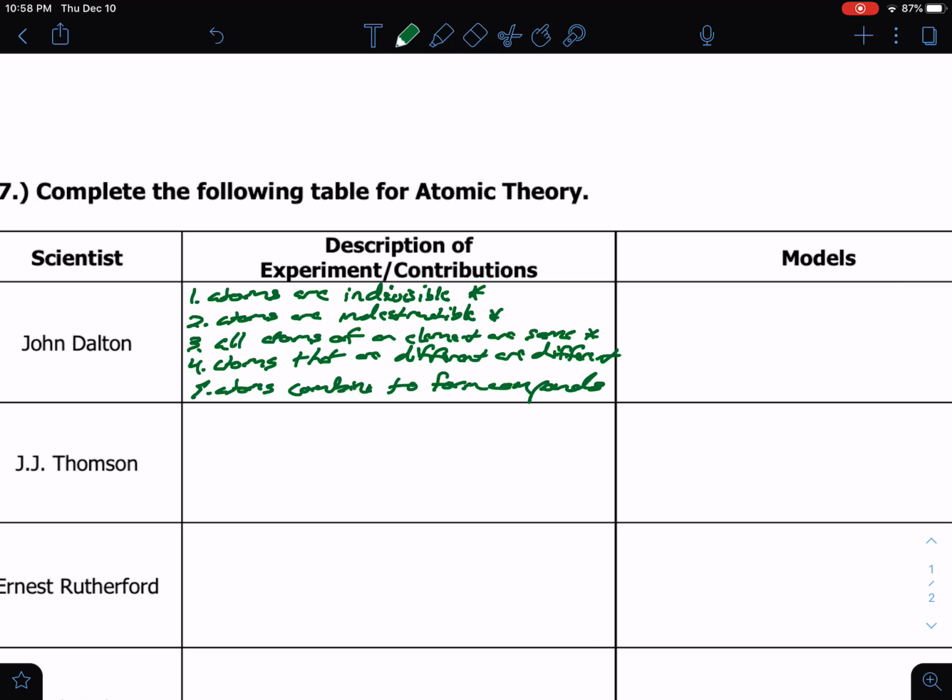So his big thing was the 5 postulates. He was one of the first ones. That's why his model was considered the billiard ball model. He thought the atom was just one nice, perfect ball, and that was it.